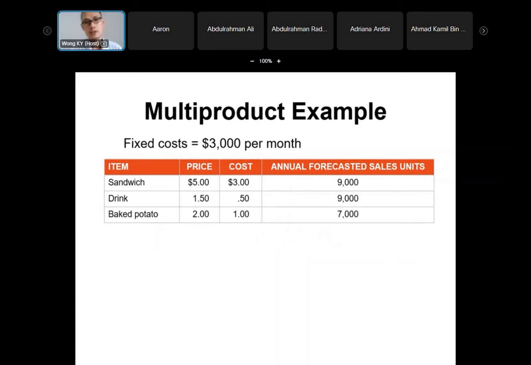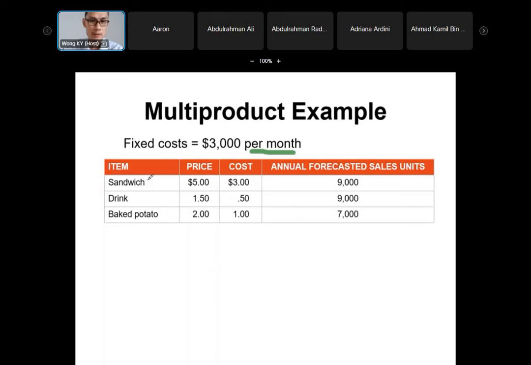Right, so let's say there's a shop selling 3 types of products. The shop sells sandwich, drinks, as well as baked potato. Given the fixed cost of the shop is 3,000 per month. So be very careful. It says per month. So later you may have to change to per year or per day or per hour, depending on the question. So you have to be very careful with the units. It's given per month.